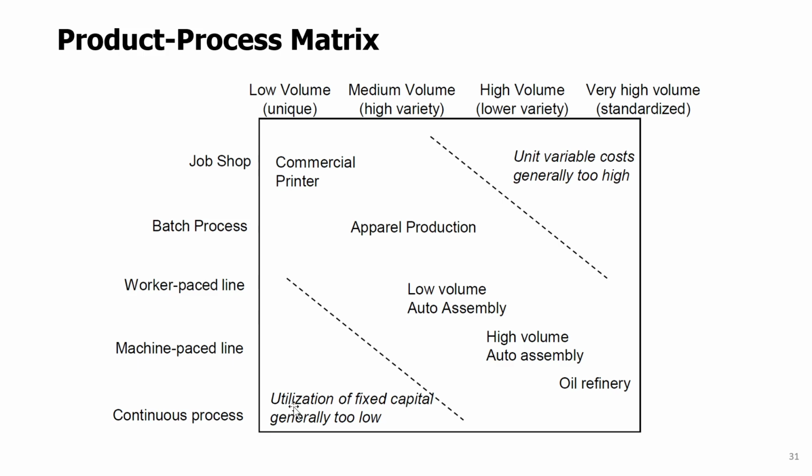On this corner, again, it doesn't make sense to have something that is very low volume, made on extremely expensive equipment that requires a very large volume to justify the investment in this equipment. So utilization of this equipment wouldn't be high enough to justify the costs. So again, it doesn't make sense to be in this part of the matrix.